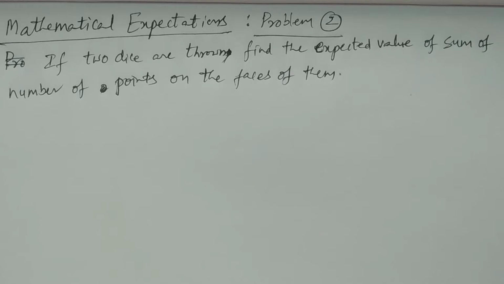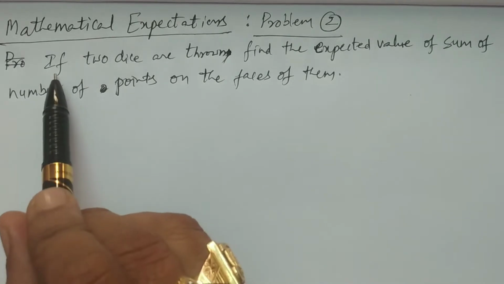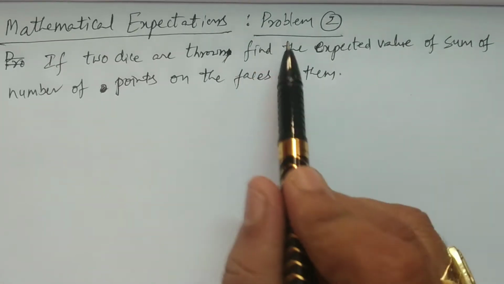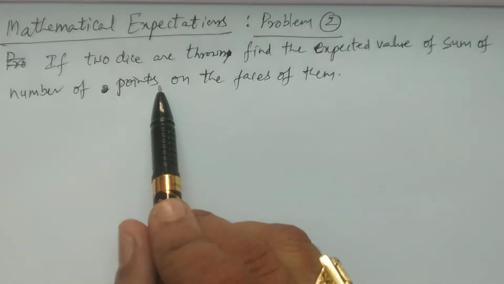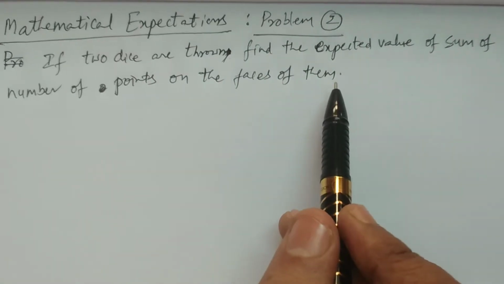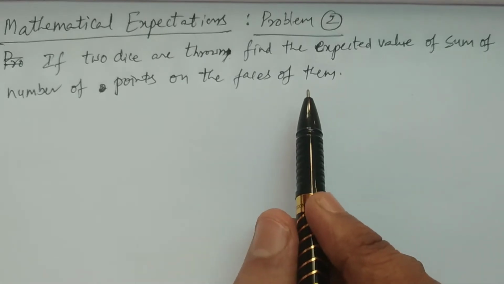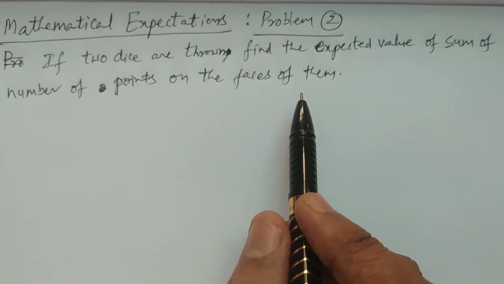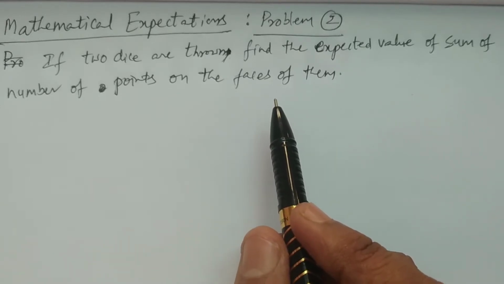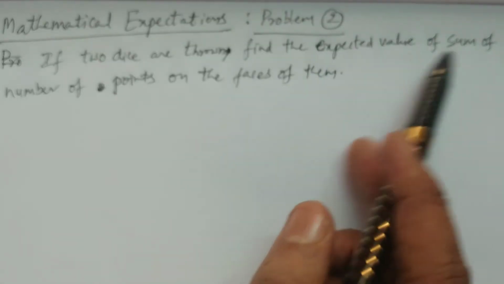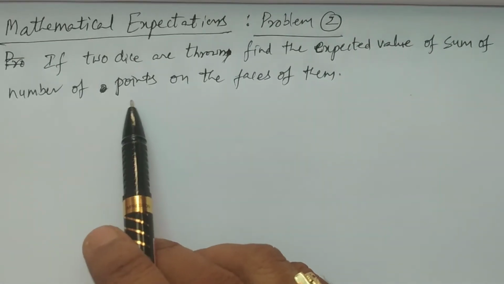In this lesson, I explain one more problem on mathematical expectations. So you see the problem here, problem 2 I'm explaining. If two dice are thrown, find the expected value of the sum of the number of points on the faces of them, that is, on the two faces of the dice. What numbers are going to be observed and their sum is going to be considered, for which you have to calculate the expected value of the sum of the number of points. That is required to calculate.